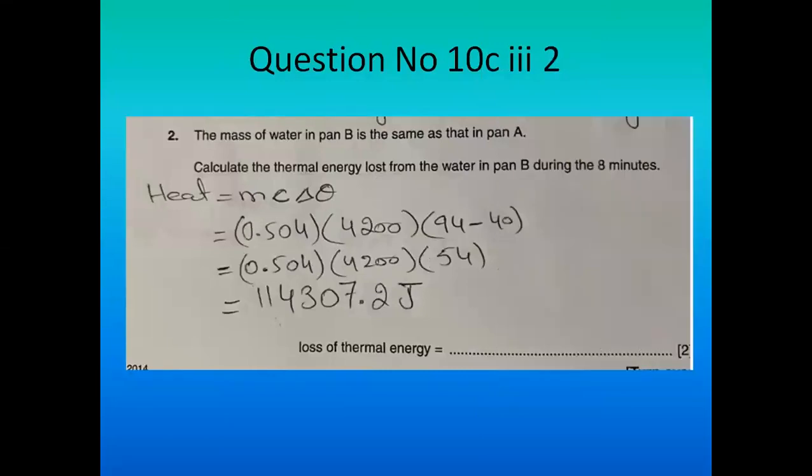Here we go. Heat lost, we have to calculate, sorry. So heat is equal to mc delta theta. The mass of the water in pan B is the same as the mass of water in pan A, that is 0.50 kg, and the C is also the same, 4,200 joules per kg per degree centigrade. The change in temperature is 54. Just use the formula heat equals mc delta theta, so you will have 114,307.2 joules.